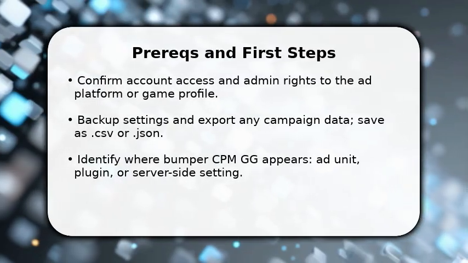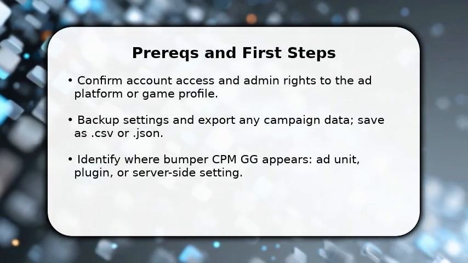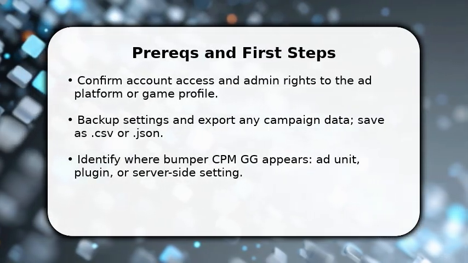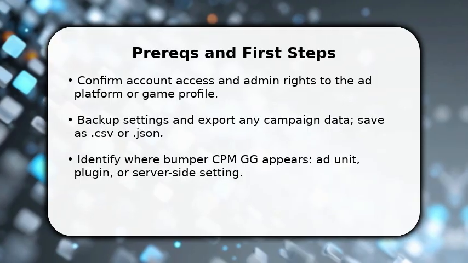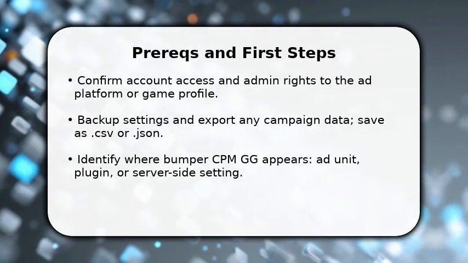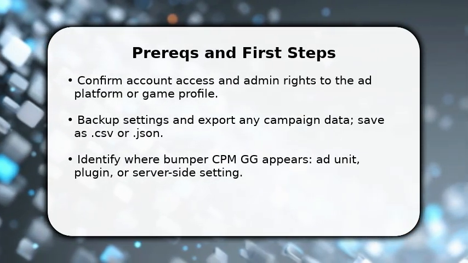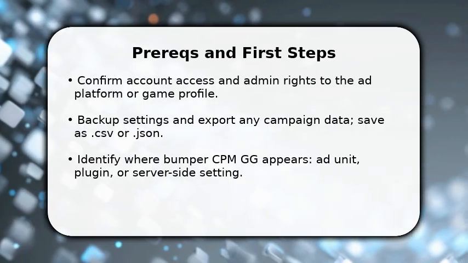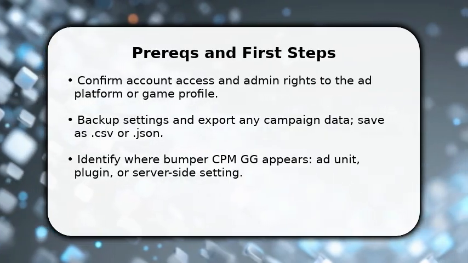You have access and a backup ready, so start by locating the bumper CPM GG entry point. Open the ad settings or plugin config, then search for bumper, CPM, or GG flags. Once found, note current values and take a screenshot for rollback.